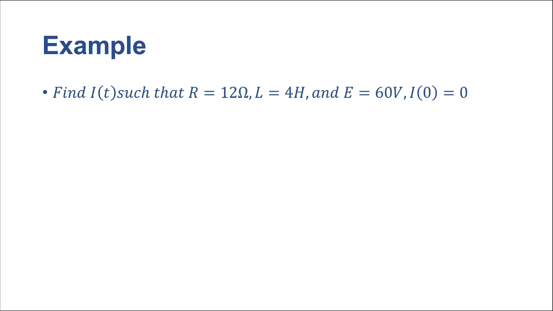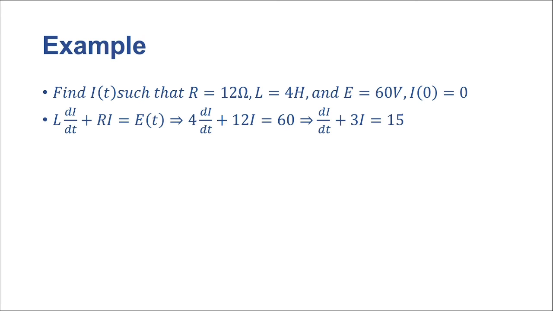This can actually be applied quite a lot to the field of circuitry, so we'll do an example with circuitry. Let's find a function I, as a function of t, such that R is equal to 12 ohms, L is equal to 4 henries, and E is equal to 60 volts. And we're going to have an initial value such that I of 0 is equal to 0. Okay, I threw out all of these constants for you. You probably have no idea what they mean if you haven't taken AP Physics C or something.